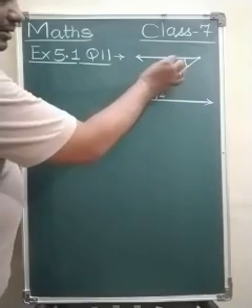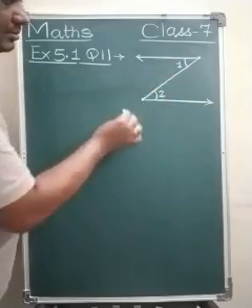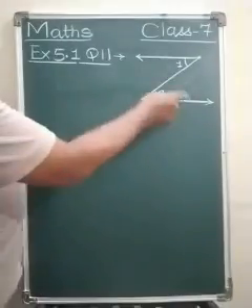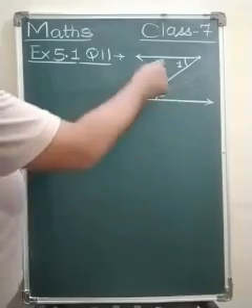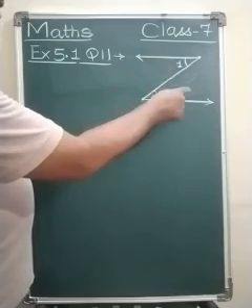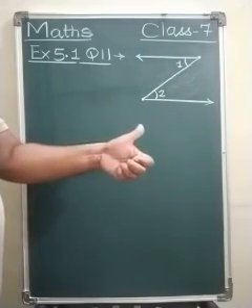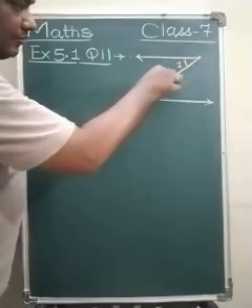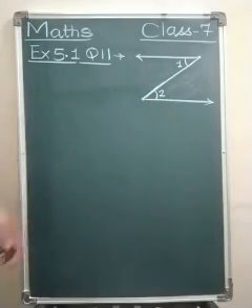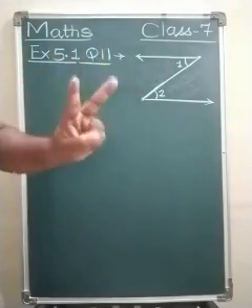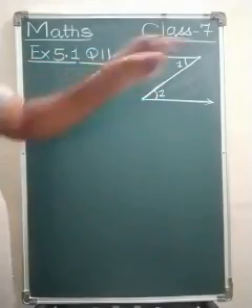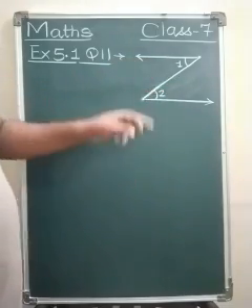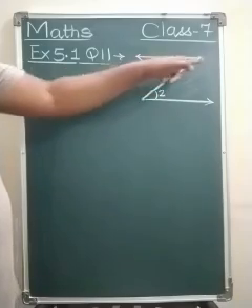This is angle 1. The interior of angle 1 is here and the interior of angle 2 is here. So their interiors are different. They are not overlapping each other. There is no intersection between the interiors of angle 1 and angle 2. So one condition is satisfied. They should have a common arm. Here we have a common arm for angle 1 and angle 2. Therefore, the second condition is also satisfied. The third condition, interiors are different, is satisfied, and the second condition, common arm, is satisfied.